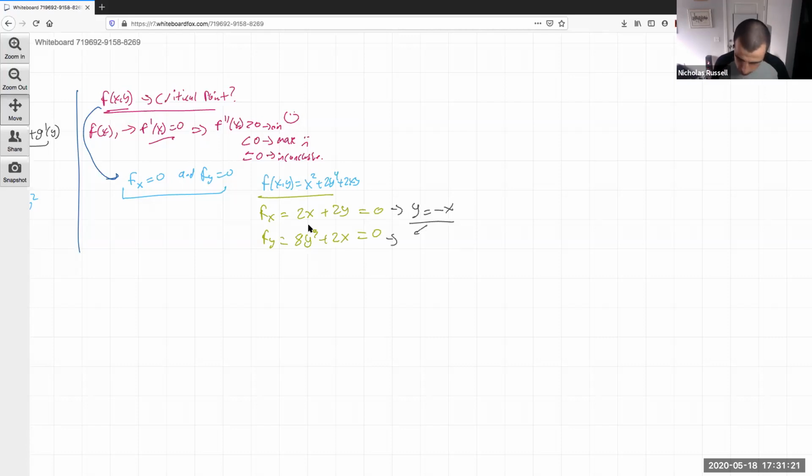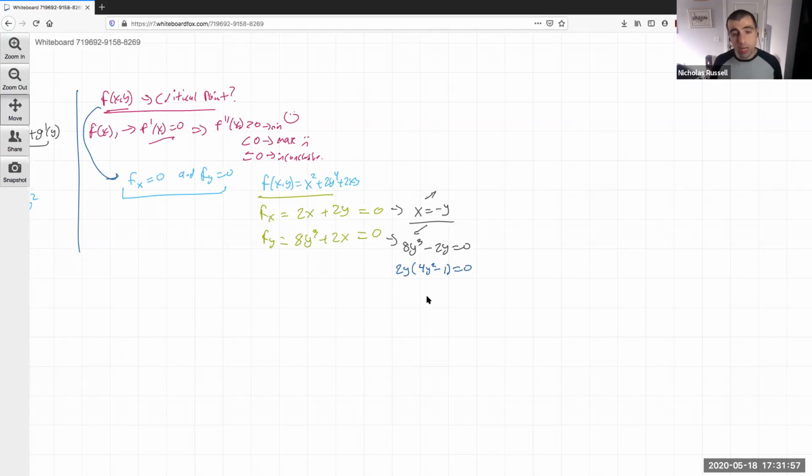So now I could substitute in y is equal to negative x. Actually, I'm going to change this because it's probably a little easier: x is equal to negative y. So I'm going to plug x equals negative y into here. We'll get 8y cubed minus 2y is equal to 0. We could factor out a 2y, and we would get 4y squared minus 1 is equal to 0.